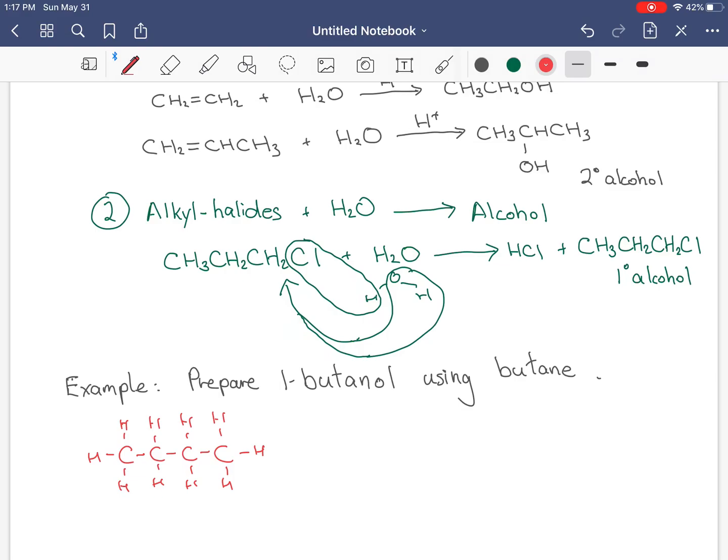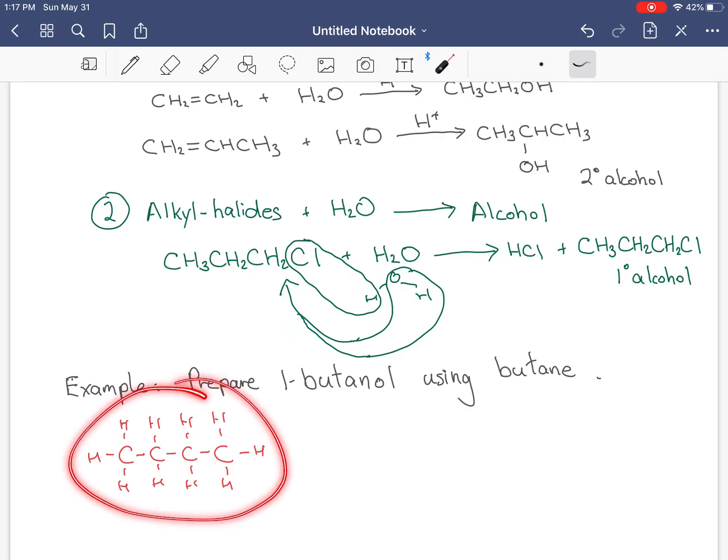First of all, to make a primary alcohol, you need an alkyl halide. The question here is, do you know how to turn an alkane to an alkyl halide? It does sound like something that we've done before, isn't it? And we have, actually. Let's take a look.